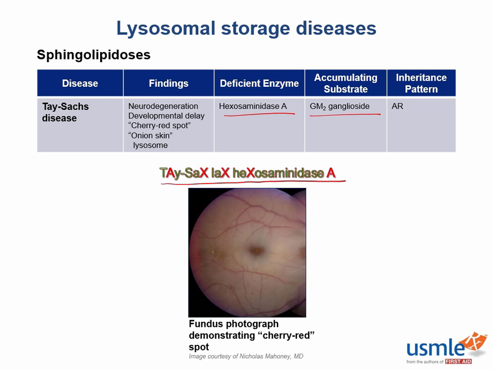And if you have a question talking about a lysosome with an onion skin appearance, you need to be thinking about Tay-Sachs disease. And another important point here is that Tay-Sachs disease has no hepatosplenomegaly, which is often used to differentiate Tay-Sachs disease from Niemann-Pick disease.